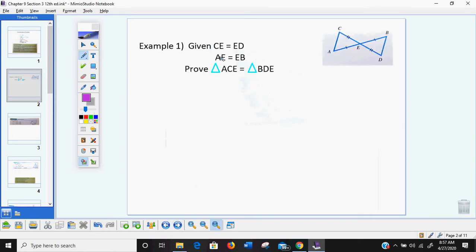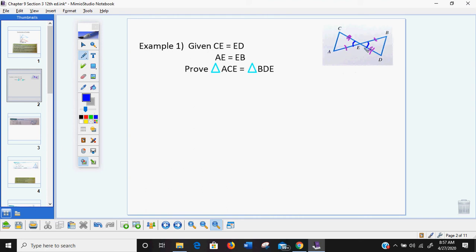Okay, so it tells me that CE and ED, so C to E, that's this one, they have two little marks there, and E to D are congruent. It also tells me that A to E is congruent to E to B. So I have two sides. If I can find a reason for the angle in between them to be congruent, then I can prove congruence for this.